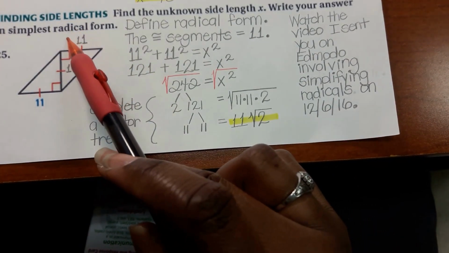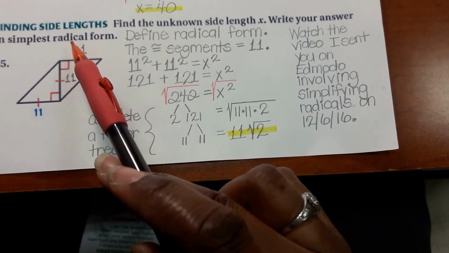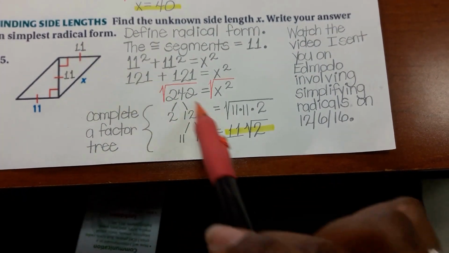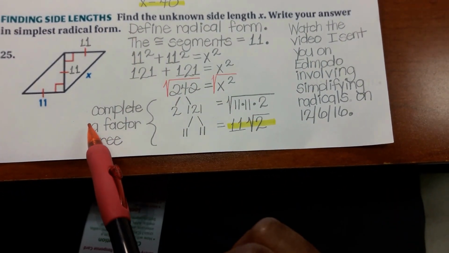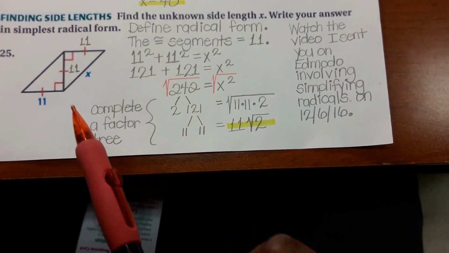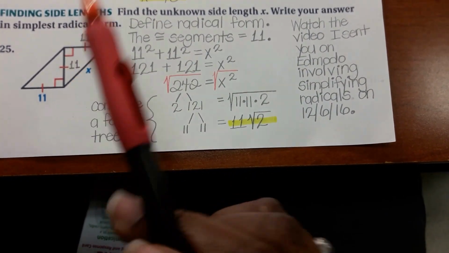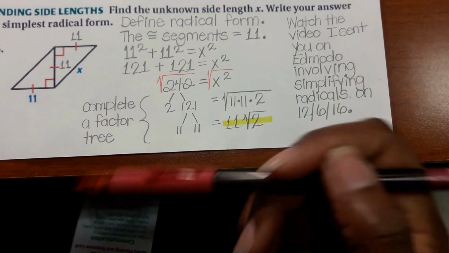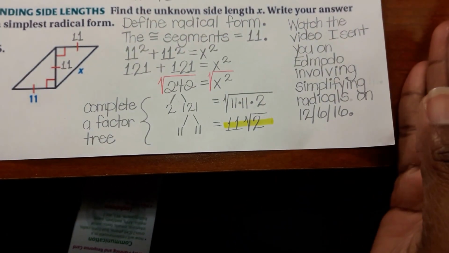What is a radical form? When you see the word radical, I should see a square root in my answer. So we know radical means square root. Just like decimal form means you should see a decimal. If it's a whole number, your decimal is understood to be at the end of the whole number.